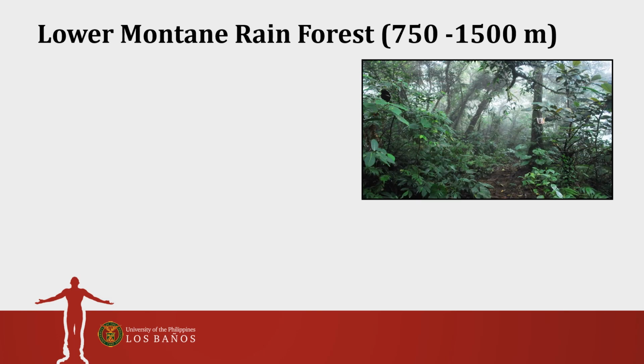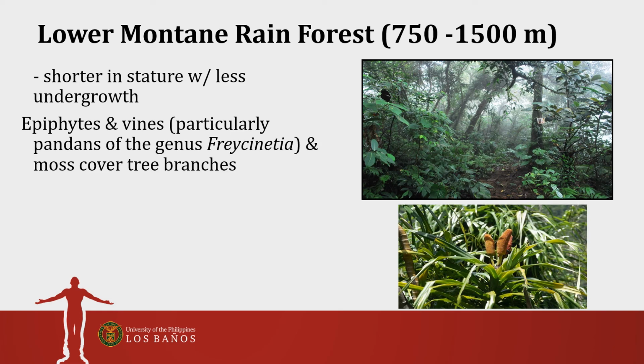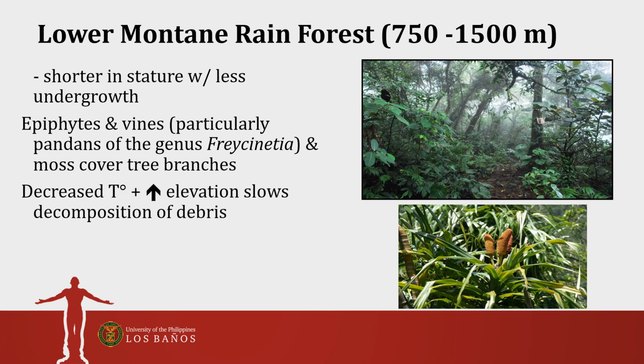The lower montane rainforest is typically found from 750 to 1,500 meters above sea level. The trees are shorter in stature with less undergrowth. Epiphytes and vines, particularly pandans, and moss cover the tree branches. The decreased temperature plus increase in elevation slows decomposition of debris, and the forest floor becomes thick with humus.